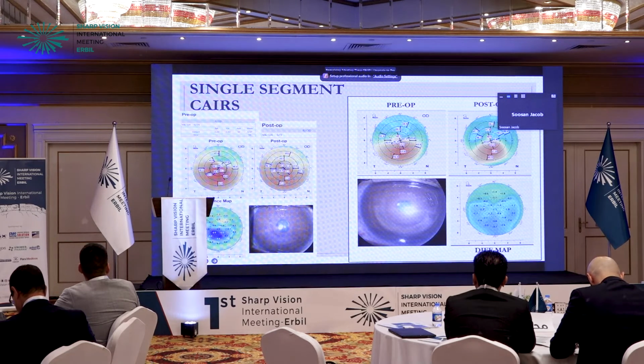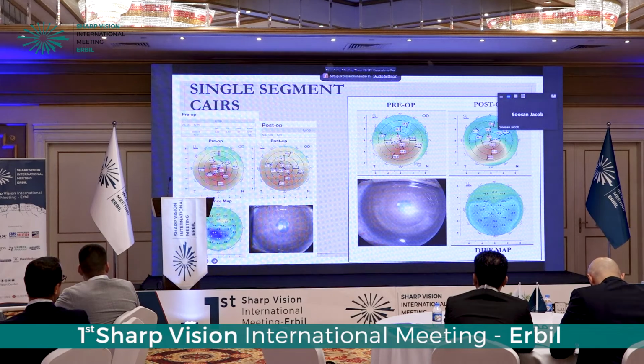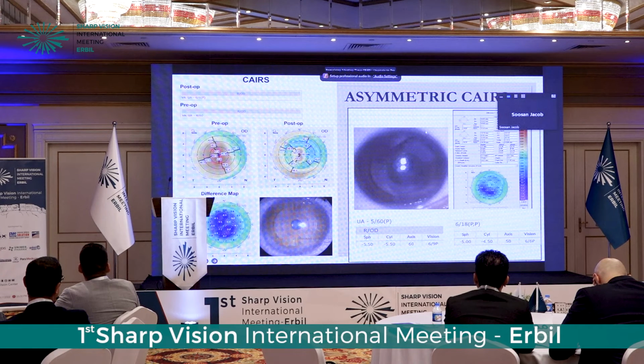Again, I cannot show you too many topographies, but just very few examples. This is asymmetric CARES for decentered cones. You can see the asymmetric or the inferior flattening that we've got. Again here, decentered cone, inferior flattening with some compensatory superior steepening, leading to a much more regular post-operative corneal topography and better visual outcome, improved from uncorrected 6/36 to 6/9.